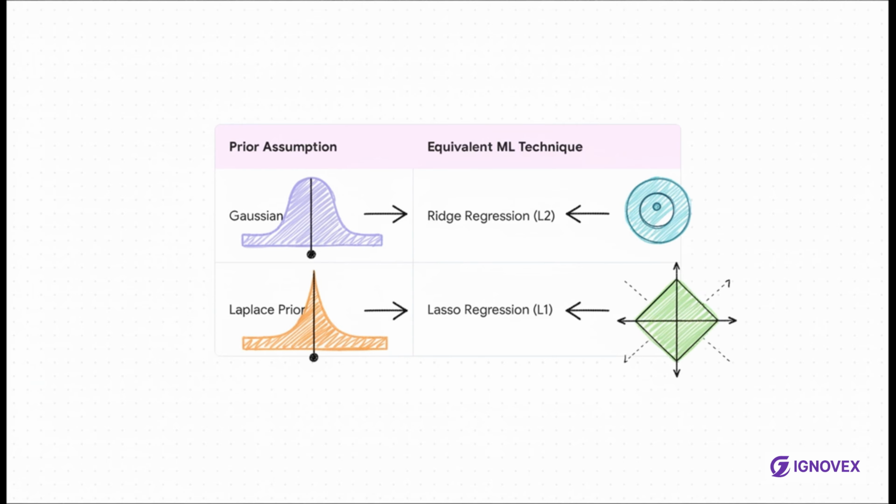specific type of regularization. So for example, assuming your parameters follow a classic bell curve, that's a Gaussian prior, is exactly the same as using something called ridge regression. And assuming a spikier Laplace prior, that's the same as using lasso regression. These are absolute cornerstone algorithms in machine learning.